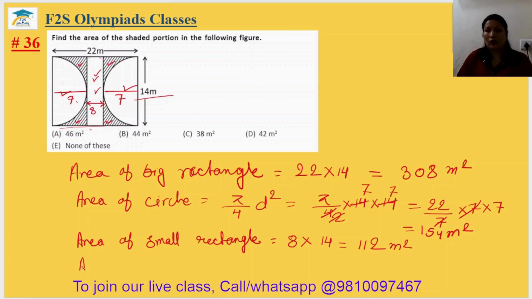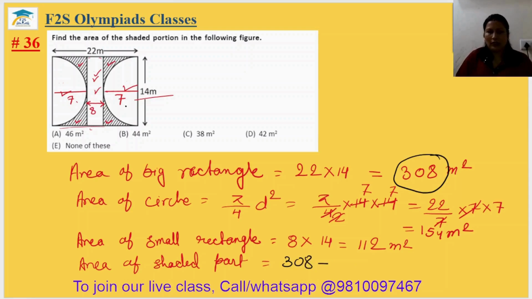Okay. Now area of the shaded part, that we require. Area of shaded part क्या हो जाएगा? Area of the big rectangle 308 minus area of the circle, that is your 154, minus area of the unshaded rectangle 112. When you subtract it, you will get 42 meter square. Okay, it is here in option number D. 36th answer is option D.